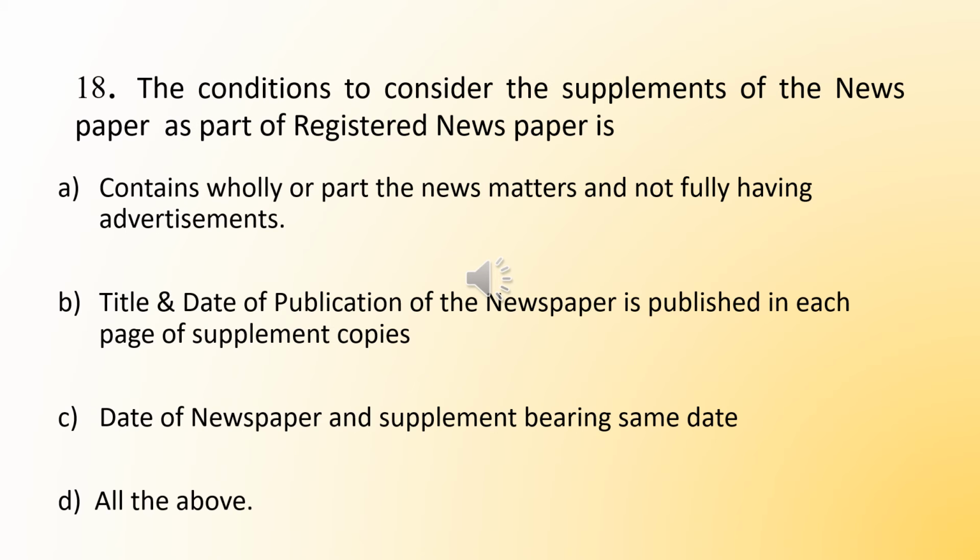Question number 18. The conditions to consider the supplements of the newspaper as part of registered newspaper is option A, contains only or part of the news matter and not fully having advertisements. Option B, title and date of publication of the newspaper is published in each page of the supplement copies. Option C, date of the newspaper and supplement bearing same date. Option D, all the above. The correct answer is again all the above.